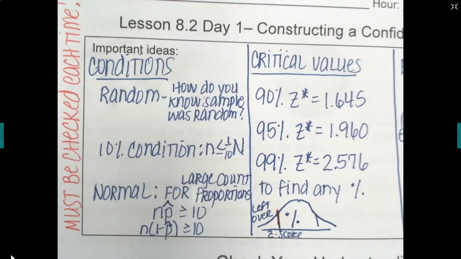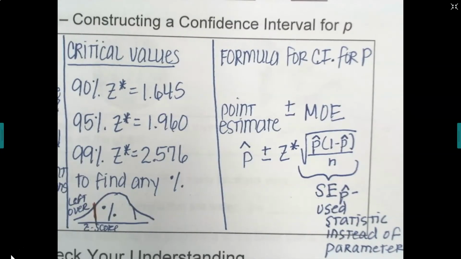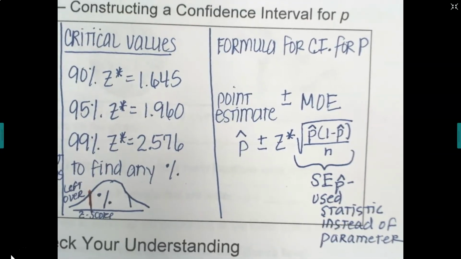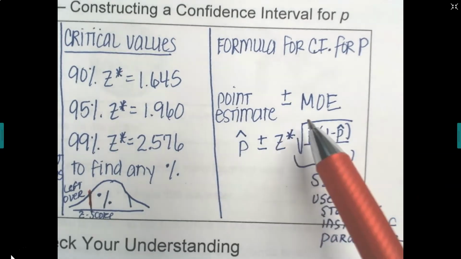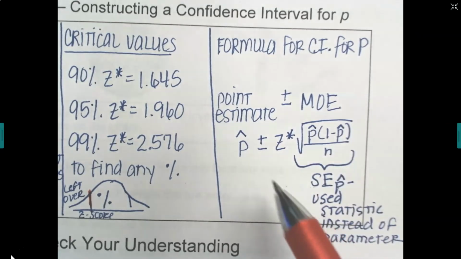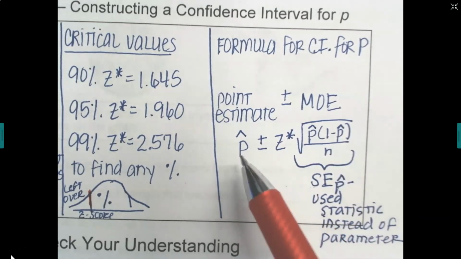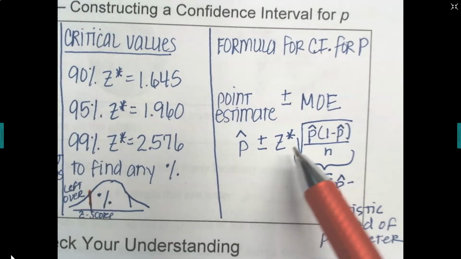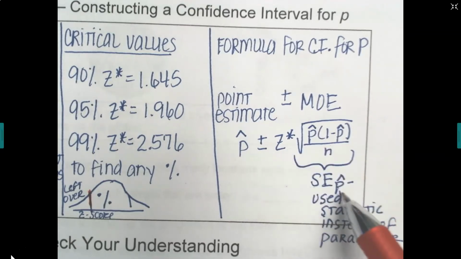All right, and then the last one is just finding all our formulas together in one place. So to find a confidence interval for proportions, you take the point estimate plus or minus your margin of error. Okay, and so that's p hat plus or minus z-star times the standard error for p hat. And it's the standard error of p hat because we used a statistic instead of a parameter.